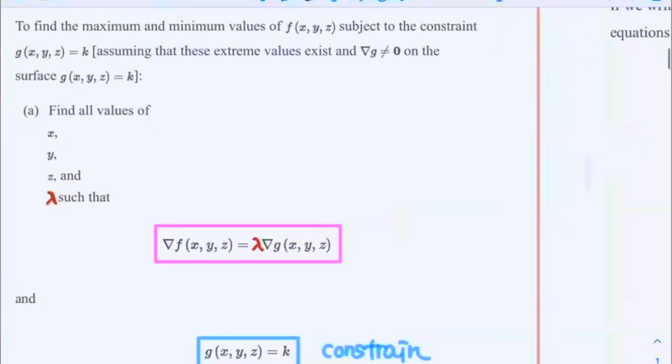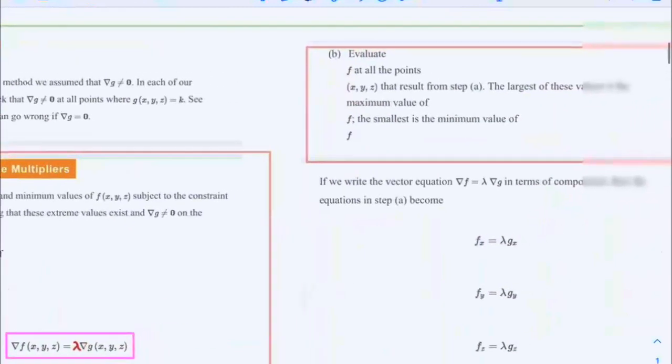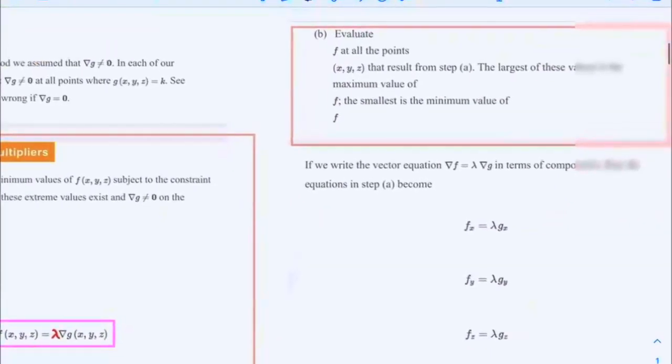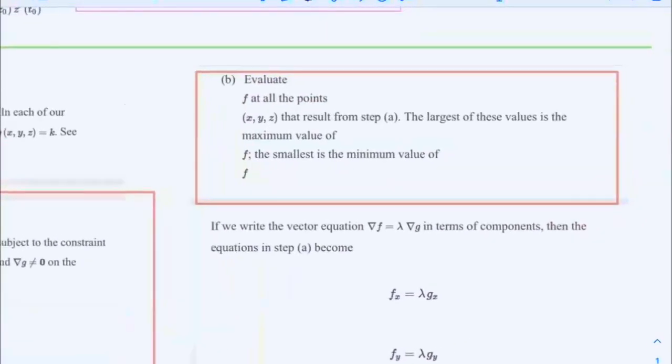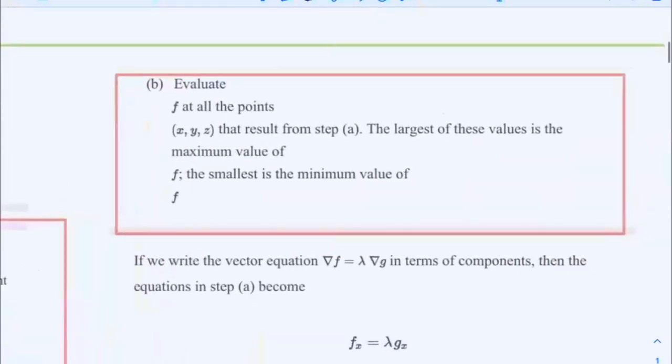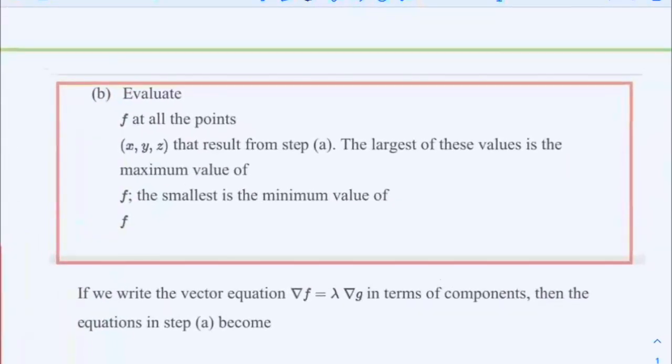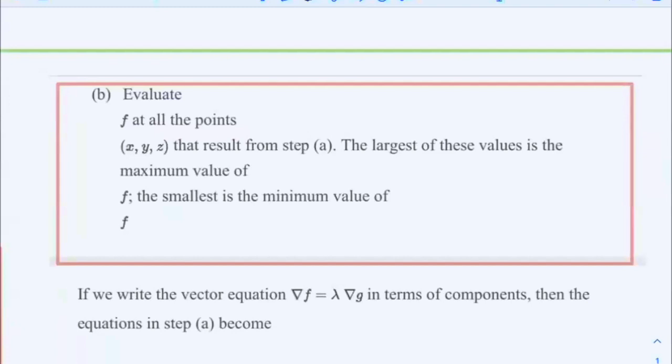The second part is that after you find those x, y, z, and lambda, you evaluate the function value at all of those points x, y, z. Whichever is the largest will be the maximum, and the smallest will be the minimum. That's how you find the constrained extrema.